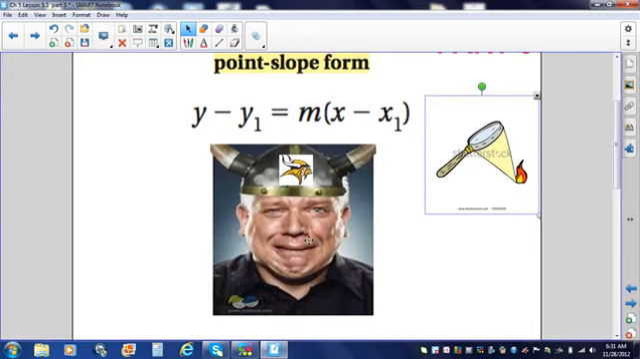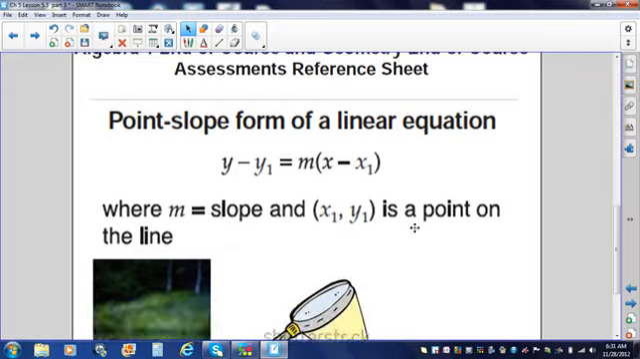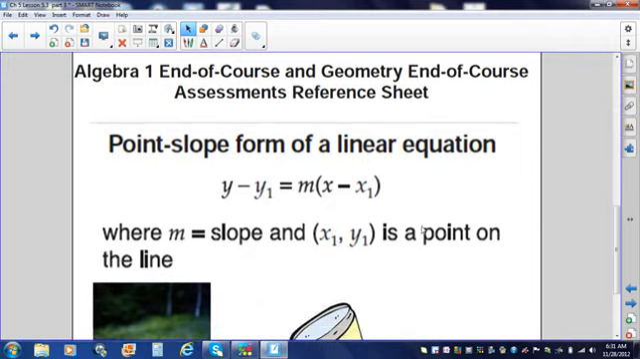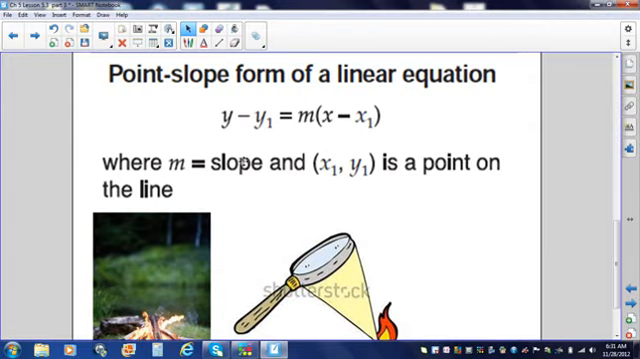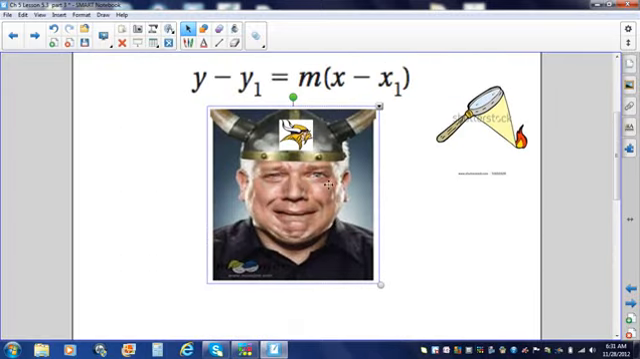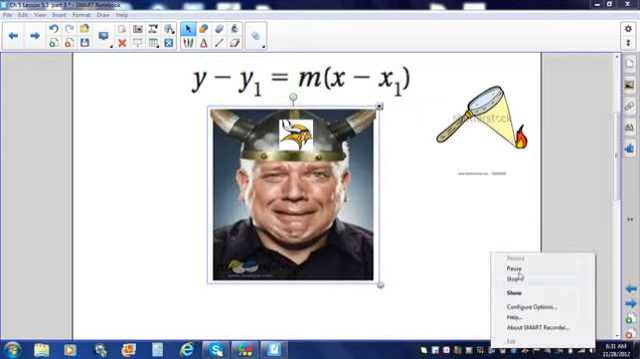You do not have to memorize point slope form. Remember that point slope form will be on your EOC end of course reference sheet, cheat sheet. You just need to know how to plug and chug the numbers. Remember, m is going to be our slope. x1, y1 are going to be a point on the line.